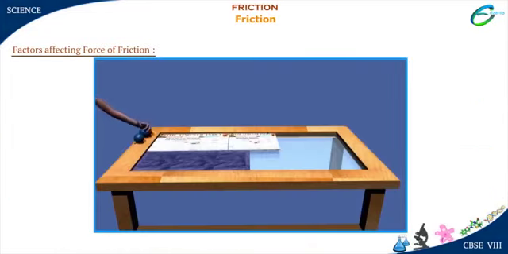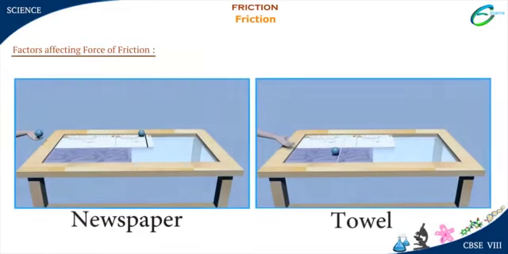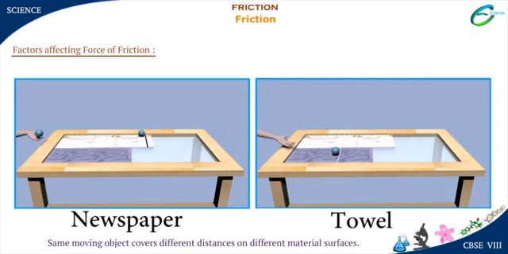Now we will change the surface and keep the object same. Note the change carefully. What do you observe? Plastic ball covers more distance on newspaper than that on towel. So we can conclude that same moving object covers different distances on different material surfaces.